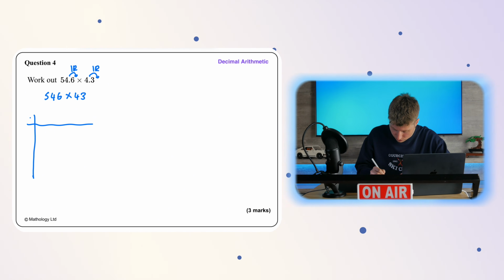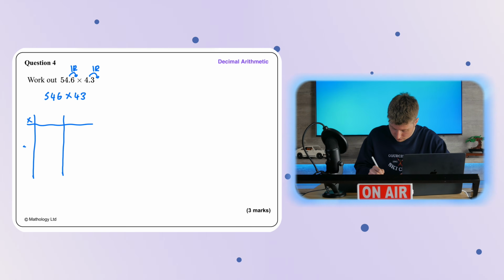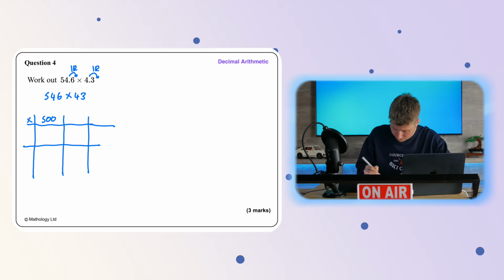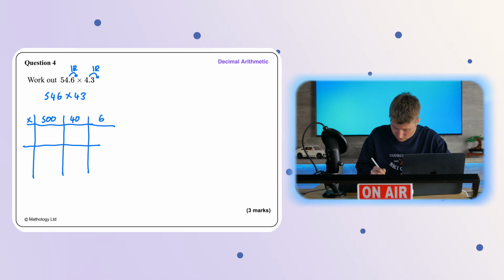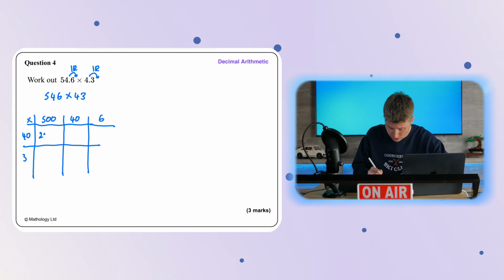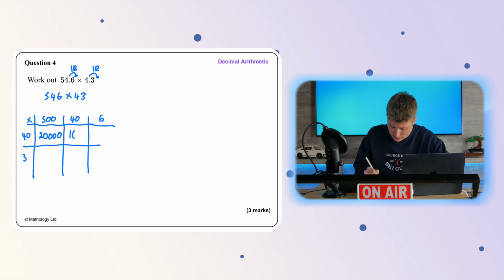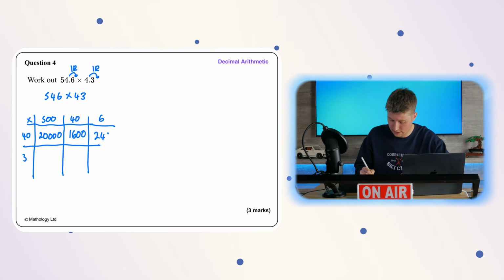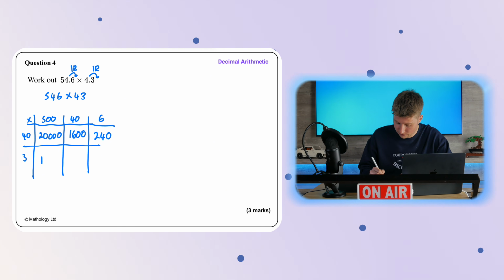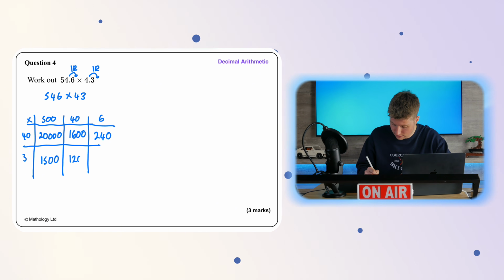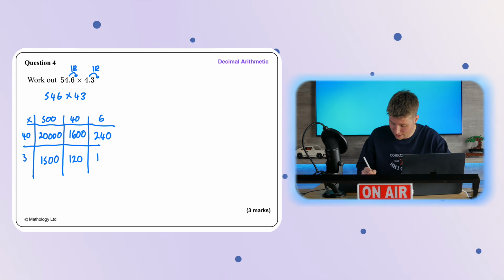So to do this question, I'm going to draw the grid method. So we've got 546 times 43. So 5 times 4 is 20, and I'm going to stick 3 zeros on the end. 4 times 4 is 16, stick the 2 zeros on the end. 4 times 6 is 24, stick the 0 on the end. 3 times 5 is 15, stick the 2 zeros on the end. 3 times 4 is 12, stick the 0 on the end. And 3 times 6 is 18.